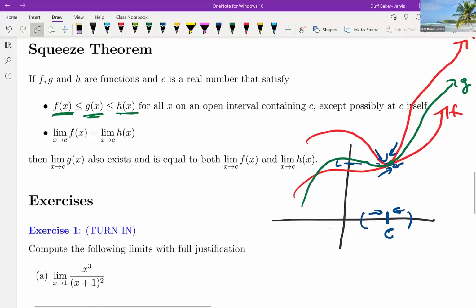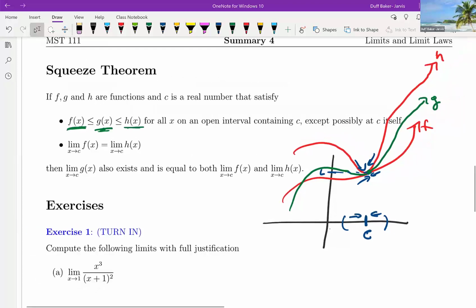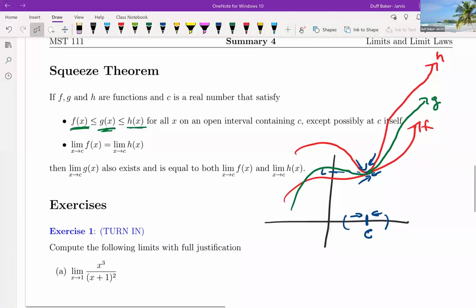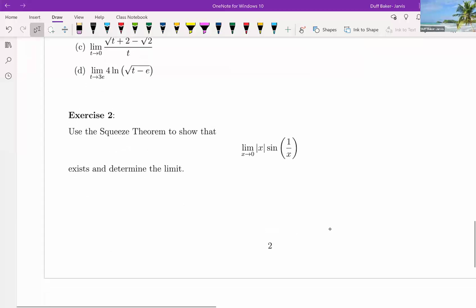Okay, so questions about that? I'm not going to ask you to do too many of these. I think there's one on the worksheet that you can follow kind of the same formula as what we just did in class. There's an example down here that should be very similar to what we did.